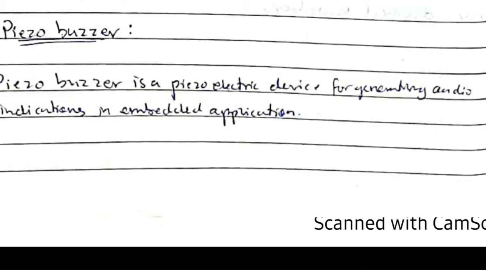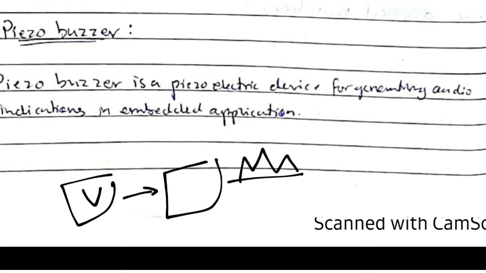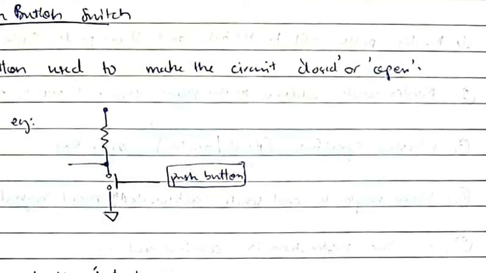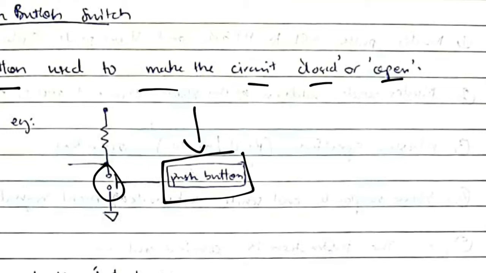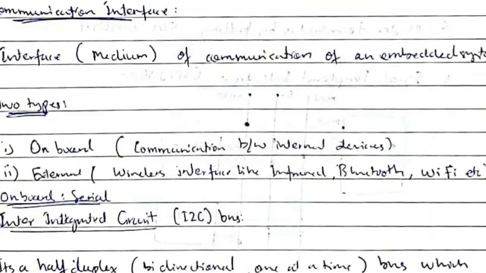A piezo buzzer is nothing but a device which will produce some sound based on the voltage which you pass in. Okay, a push button switch is a button which is used to make the circuit closed or open. Okay, so this is the diagram here. This is the switch, and if you push the button, it will be closed, or else it will be open by default.